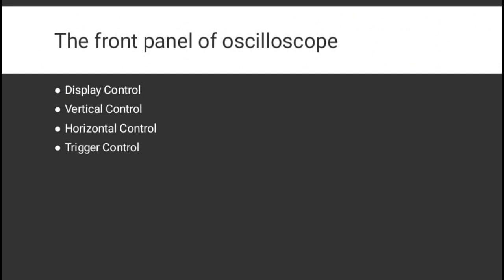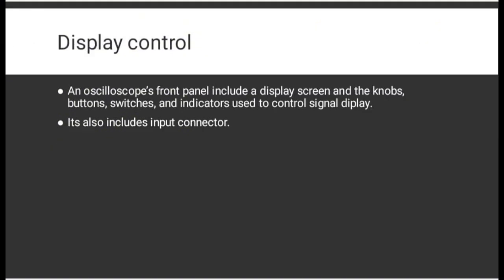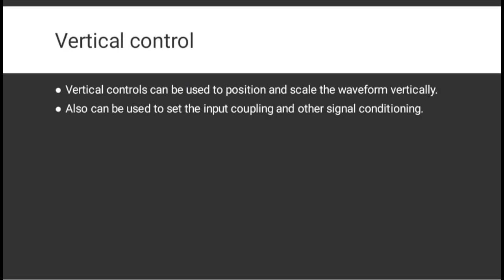Next, I'm going to explain the front panel of oscilloscope. Just like I said, display control, vertical control, horizontal control, and trigger control. Display control: an oscilloscope front panel includes a display screen and the knobs, buttons, switches, and indicators used to control signal display. It also includes input connector. Vertical control can be used to position and scale the waveform vertically. Also can be used to set the input coupling and other signal conditioning.